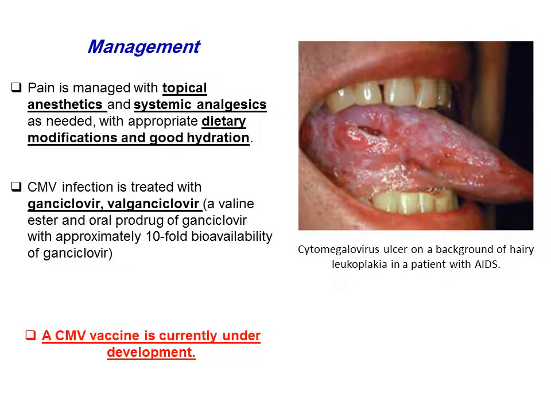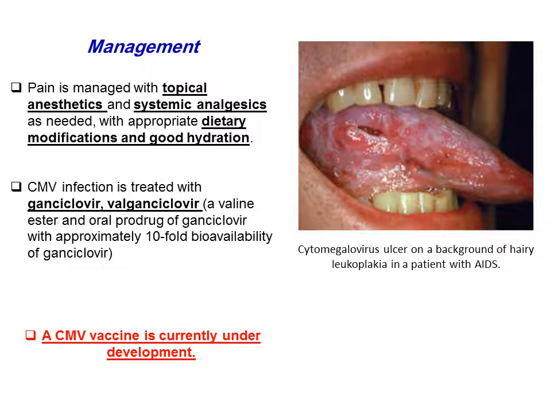What is the management of cytomegalovirus? Pain is managed with topical anesthesia and sometimes systemic analgesia. Also, appropriate dietary modification and good hydration are essential in this type of infection. Cytomegalovirus infection is treated with ganciclovir and valganciclovir, a new generation of antiviral therapy.